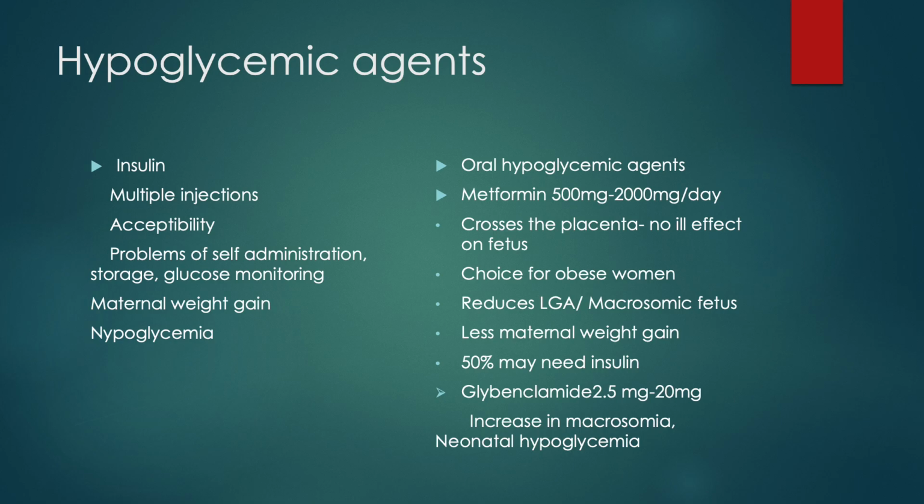When we think of hypoglycemic agents, we have two choices. One is to put her on insulin, or to put her on oral hypoglycemic agents. How to choose between them? If we prefer insulin, what are the problems? She has to get multiple injections, which may not be acceptable to the woman, and she has to be educated regarding the administration of insulin.